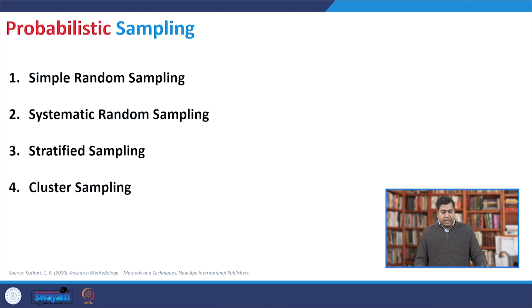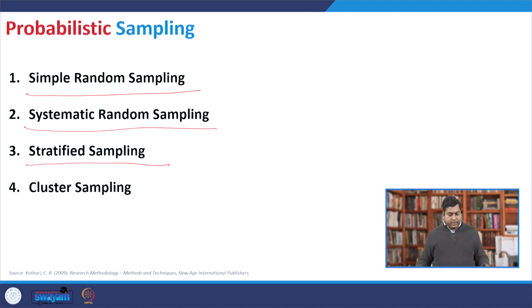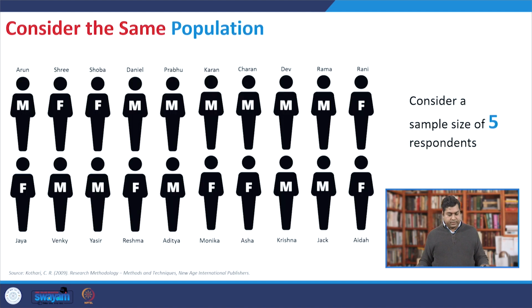Now coming to the classification of broadly used probabilistic sampling, we will discuss simple random sampling, then systematic random sampling, then stratified sampling. We will also learn about cluster sampling. With cluster sampling and quota sampling, you will find certain similarity, but the selection of respondents is much more random in nature. So we will start with simple random sampling, what exactly it is.